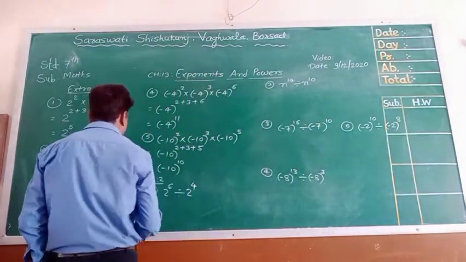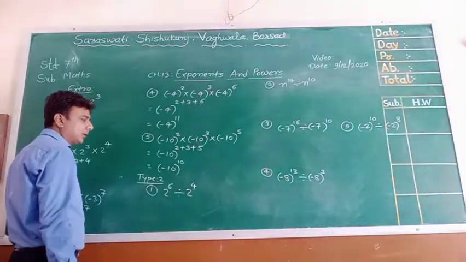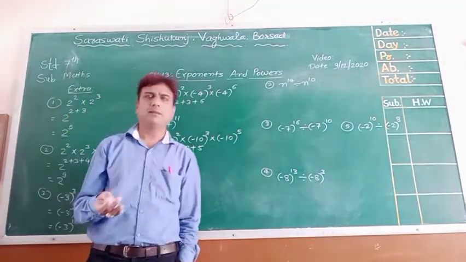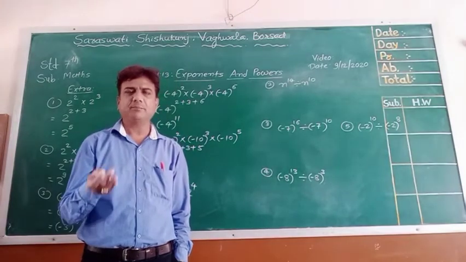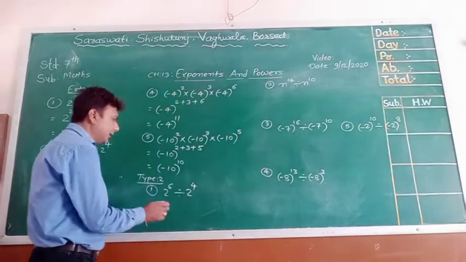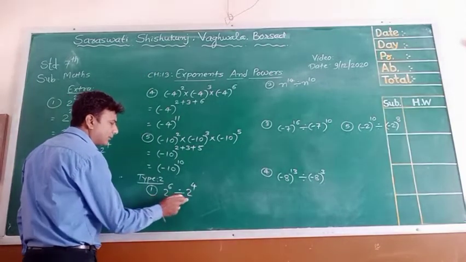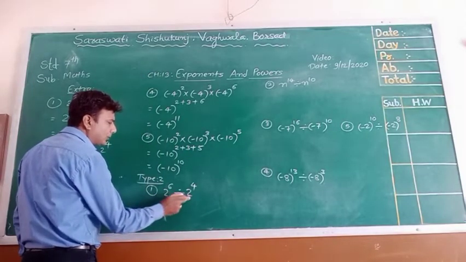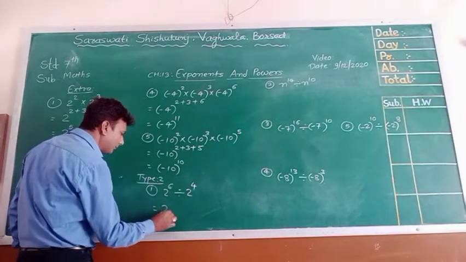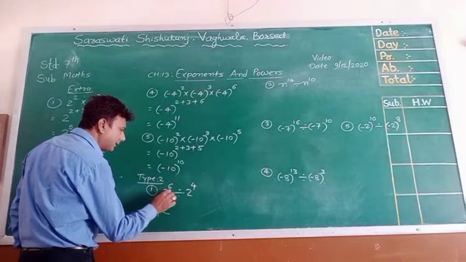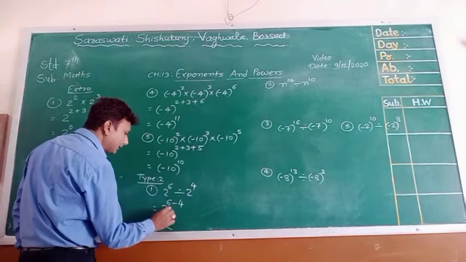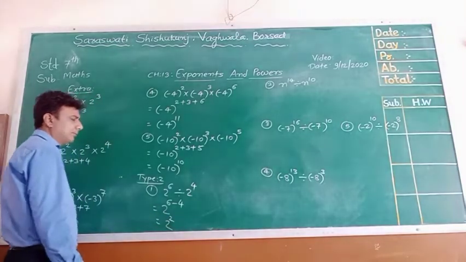Now type number 2, means the second number rule. Our second number rule is the division rule. In the division rule, same base, division, subtraction of their powers. So here we can observe both terms have same base, 2, 2. The relation is division, so we have to subtract their powers. This power is greater, so 6 minus 4, 6 minus 4 is 2.